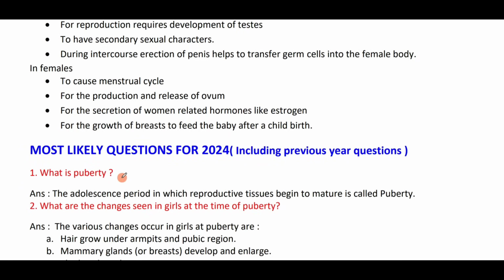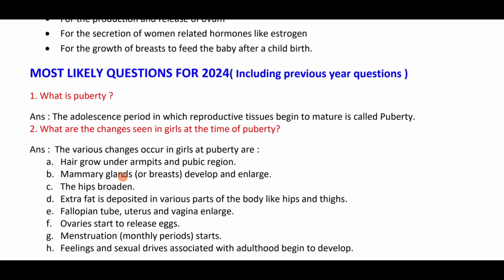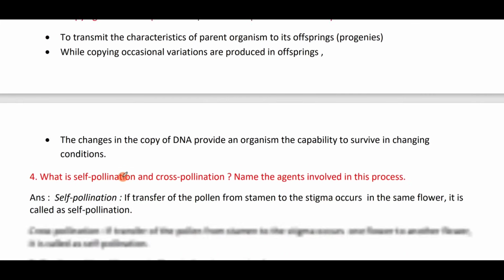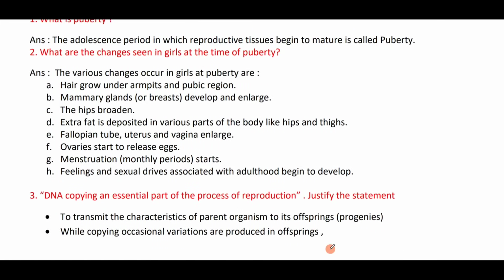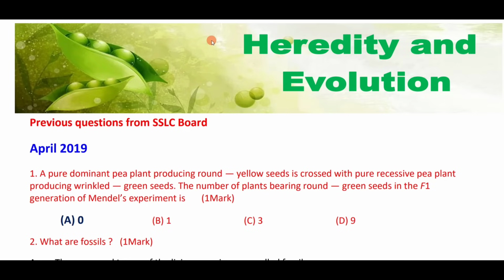Dear students, these are the important questions you should study for the examination. Do learn all these questions to score good marks in the exam. Unit heredity and evolution is a very important chapter. Definitely a 4-mark question will be asked from this chapter.